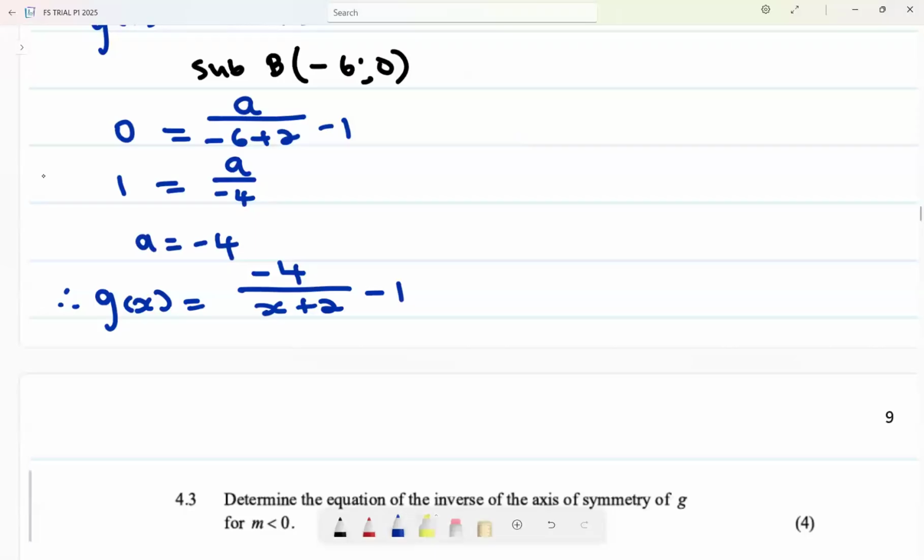Yes. And now the value of a should be negative because we drew our graph in quadrants 2 and 4. So quadrants 2 and 4 means a is negative. So this is your equation, guys.